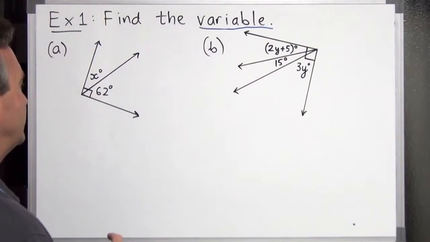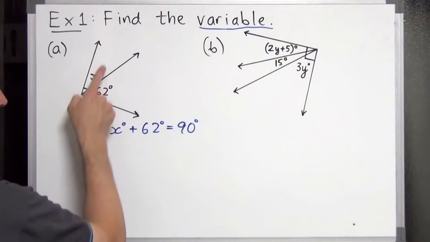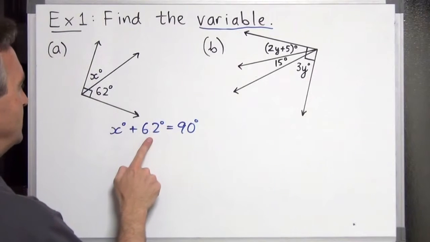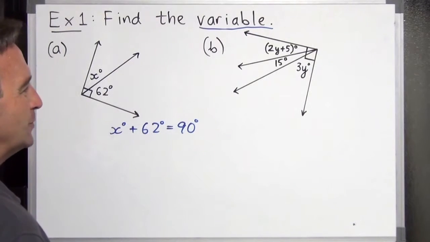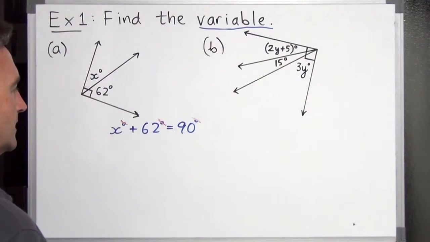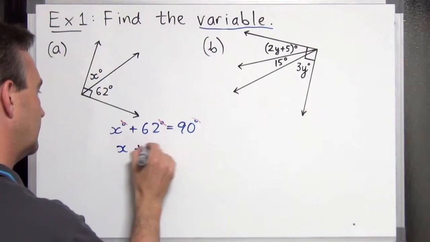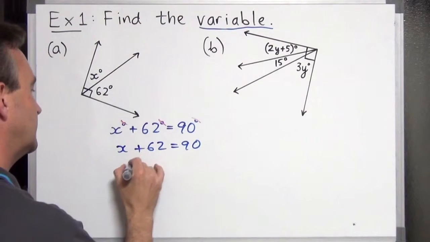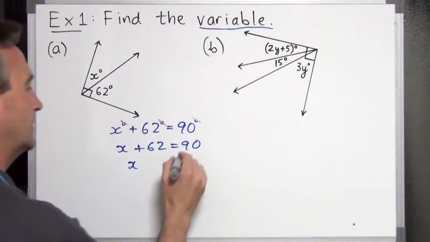So we can make an equation out of that. This plus this is 90 degrees total. X degrees plus 62 degrees is 90 degrees. And we just solve this real simple. We can take off all these degree symbols here. So we get x plus 62 equals 90, and you've probably all got your own way to do this. Lately I've been doing it this way.